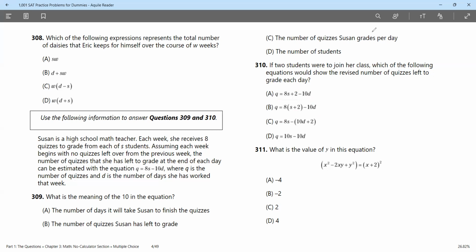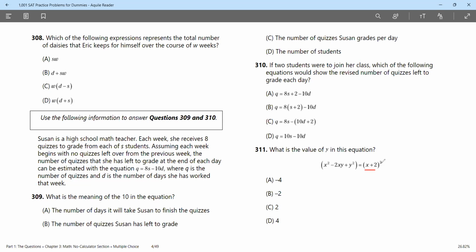Okay, let's move on to the next question. This question is about matching coefficients. Let's check out this one.